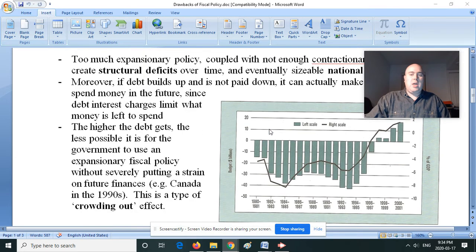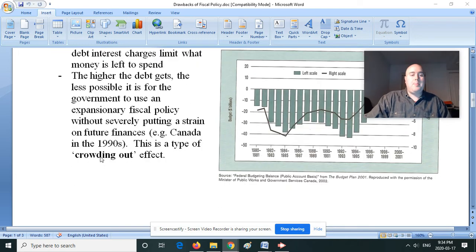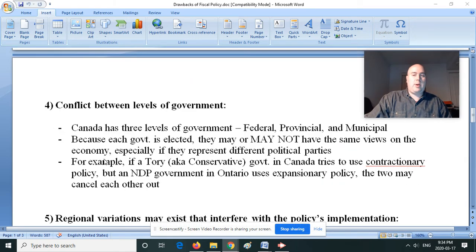And in a general sense, you don't want to overdo expansionary policy, because if you do and you don't balance it out, then you end up with a debt that can crowd out your ability to spend in the long run. A fourth factor that's important when you're looking at drawbacks of fiscal policy is conflict.